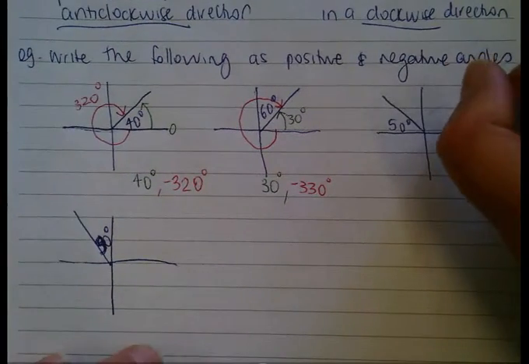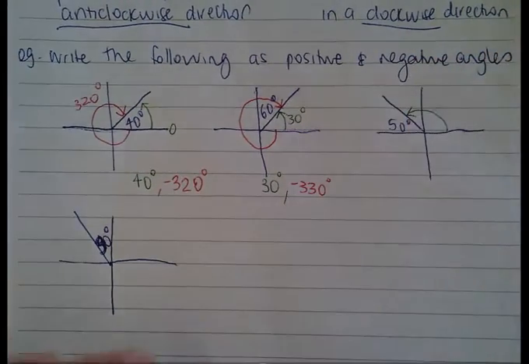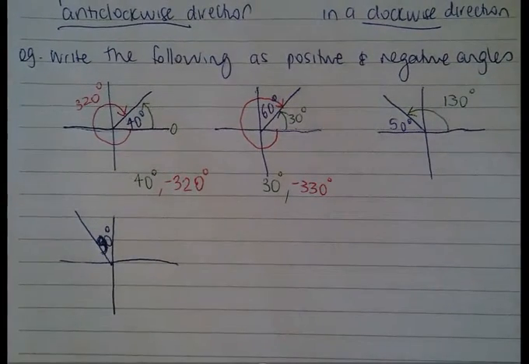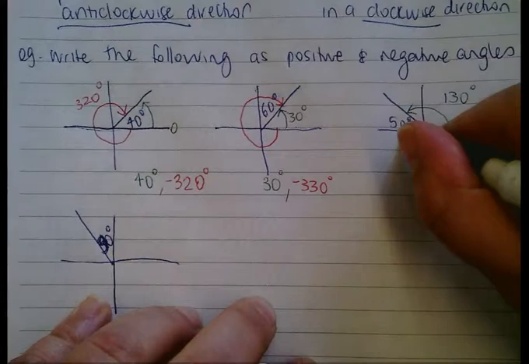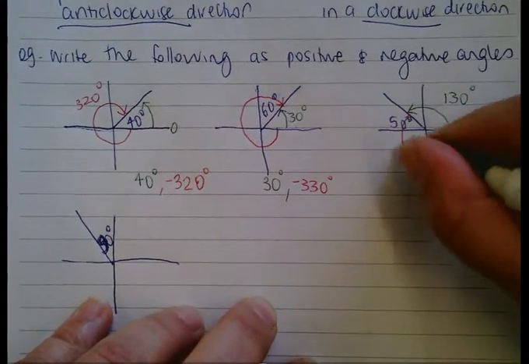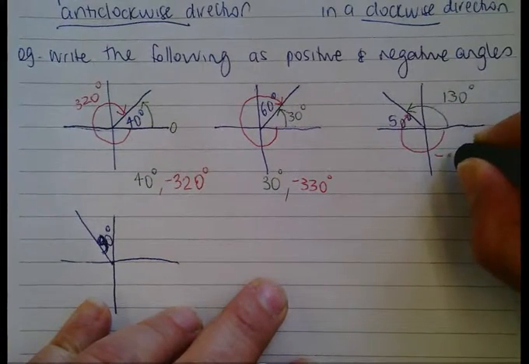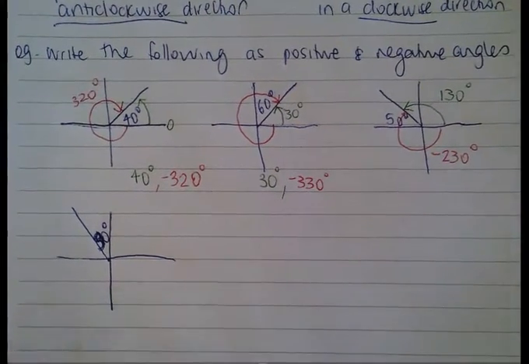What's this one? Positive angle goes this way. Yep, positive angle's 130, lovely. And negative angle is negative 180 and another negative 50. What is it? Negative 230.